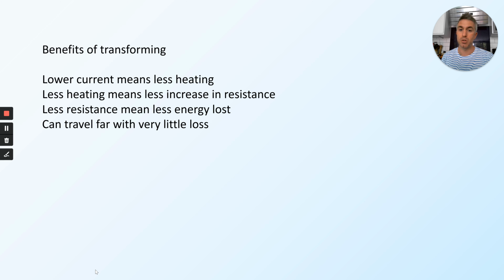So why would you use alternating current? It's because you can transform. And why do you transform? You want to transform because if you use a lower current, that means you get less heating. If you have less heating, that means the resistance won't go up as much. If the resistance doesn't go up as much, that means you don't lose as much energy, so you can transmit your electricity with almost no energy loss.